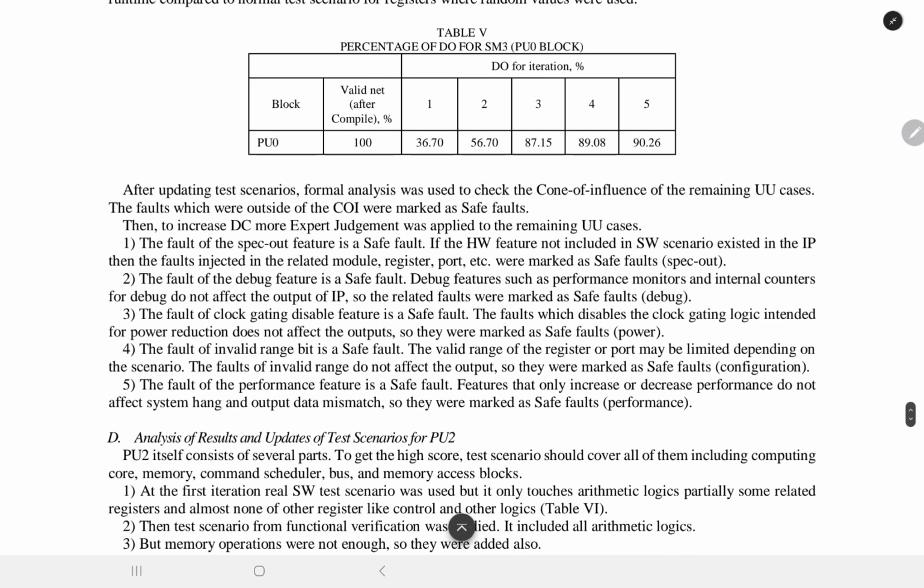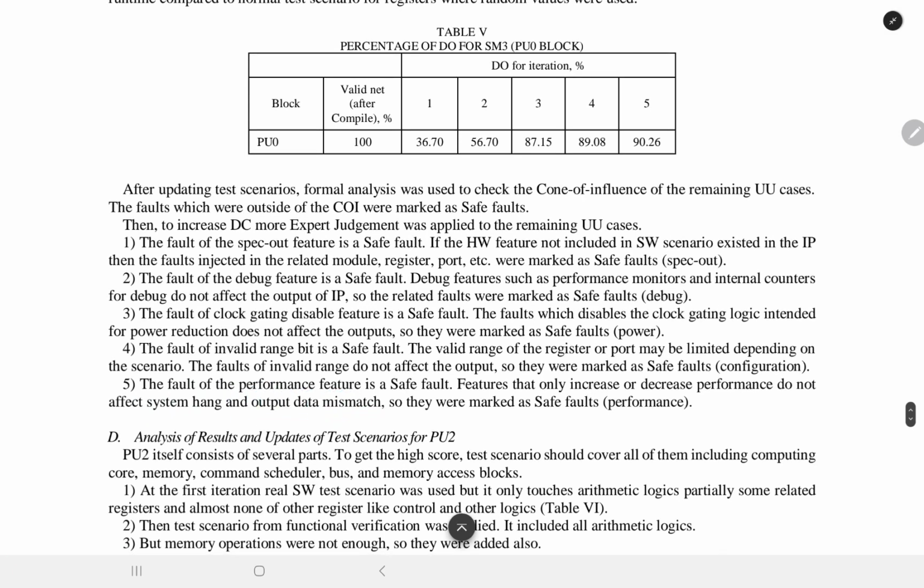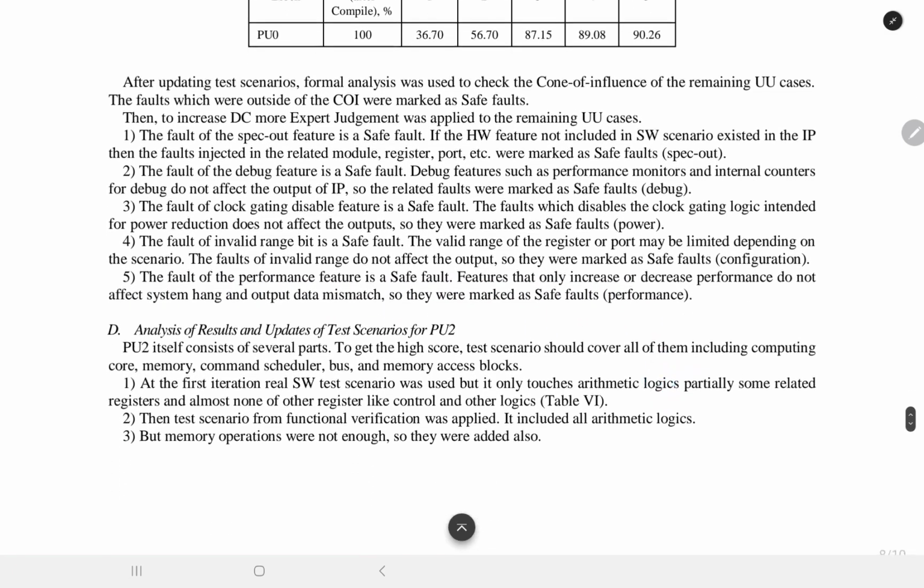Fifth, the fault of the performance feature is a safety fault. Features that only decrease performance do not affect the system hang or the output data mismatch, so they were marked as safety faults. Performance. The analysis of results and update of the test scenario for PU2.